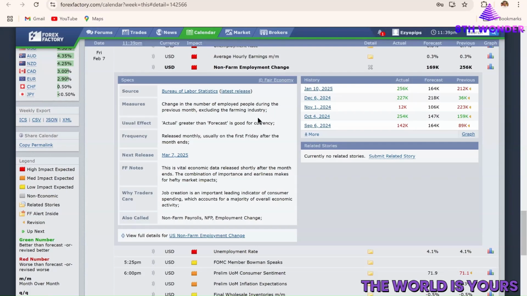Now, if you see people making noise, NFP, NFP, NFP, now you know what NFP means. It means just the number of people who are employed outside the agriculture field. If the number increases, then the dollar is going to gain strength. If the number decreases, it means the dollar is going to lose value. So, for example, you are trading USD JPY.